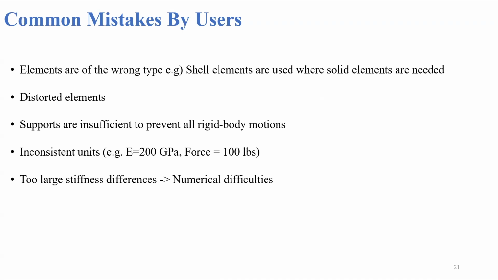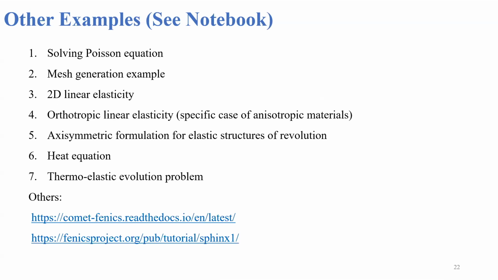Some common mistakes by users: elements are of the wrong type. For example, shell elements are used where solid elements are needed. This is a very common problem. What kind of elements to select? There could be distorted elements. Supports may be insufficient to prevent all rigid body motions, and boundary value problems can again have insufficient supports. Inconsistent units are a major issue, so make sure that your units are always consistent on the left-hand side and right-hand side. And of course, you do not want to give too large values for the stiffness matrix K, which can lead to numerical difficulties. So it is always good to normalize with something.